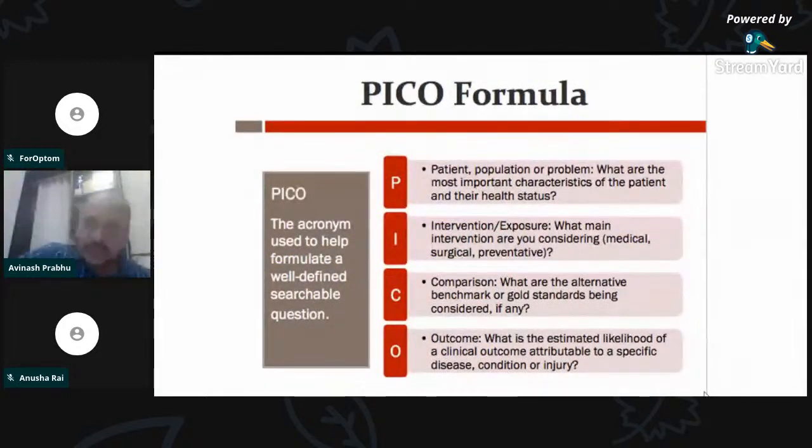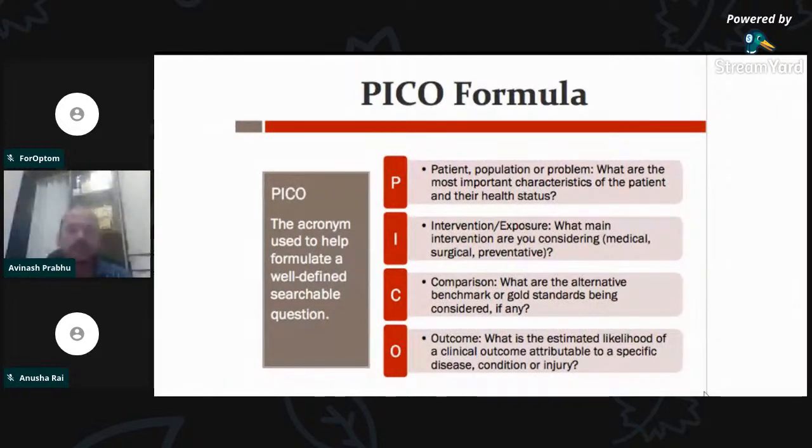This is yet another important thing which you can keep in mind when you frame your topic. The previous slides which I showed were just a brief idea of how you frame it. But henceforth, when you frame your research question, remember PICO. P stands for patient, population or problem. I stands for intervention or exposure. C stands for comparison, and O stands for outcome. Your research title or research question should have all these aspects in it.